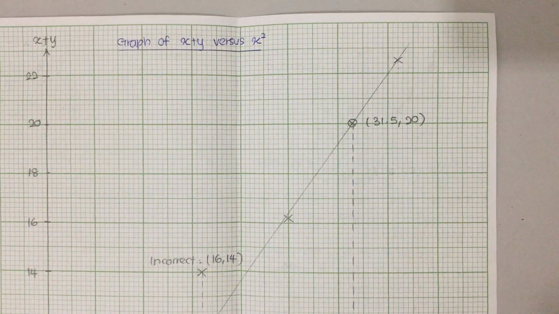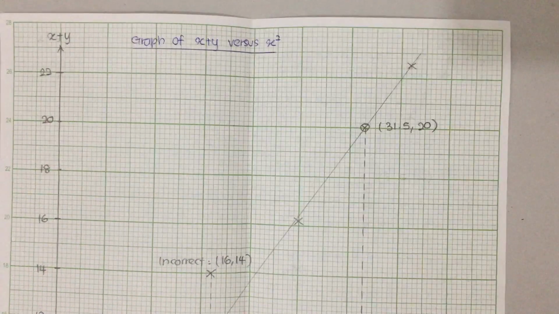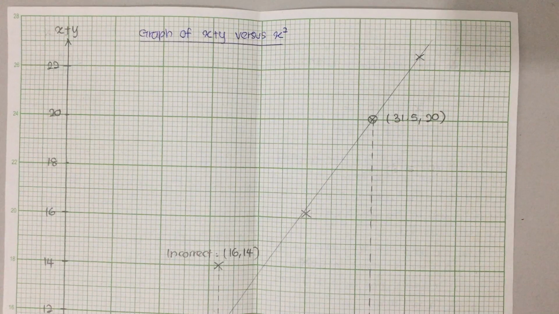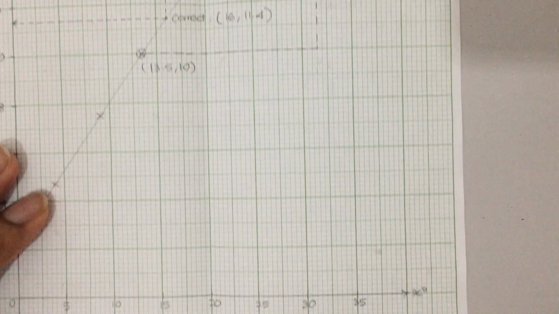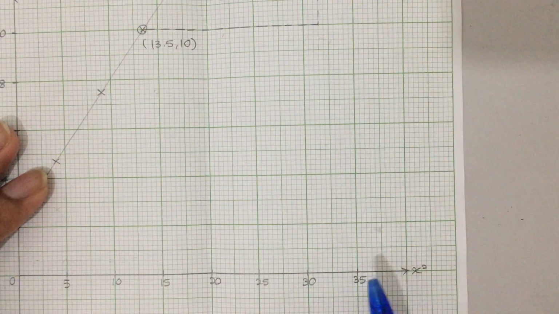Okay, so this is the graph of x plus y versus x square. I've already plotted it for you, so you can try and attempt it by yourself later on. If you don't know, you can refer back to this video. So this is the x plus y axis, and this is the x square axis.